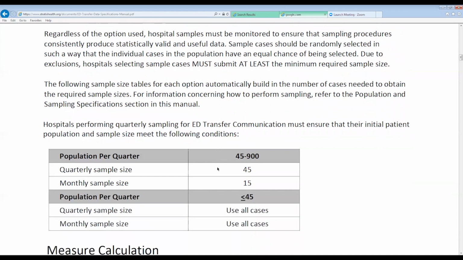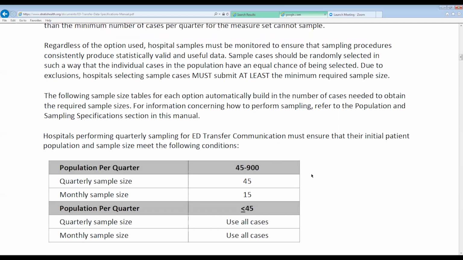Maybe this hasn't been the best little graphic. We tried to do a sampling graphic like it was in the CMS manual. What we're trying to say here is if you see less than 45 cases for a quarter, you would use them all. If you see between 45 and infinity, I don't quite know how we got to the 900, but if you see more than 45 cases, the minimum to do is 45 for the quarter or 15 a month, but you can certainly do more.